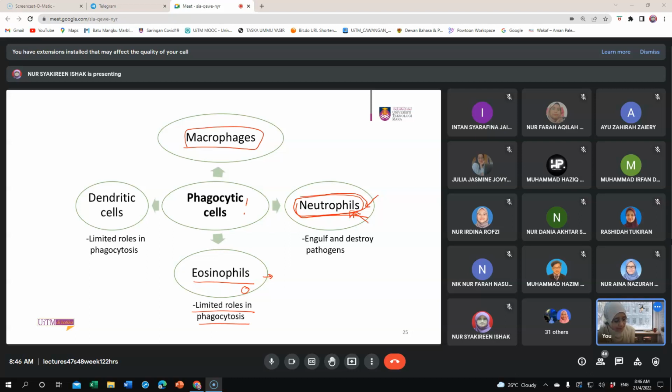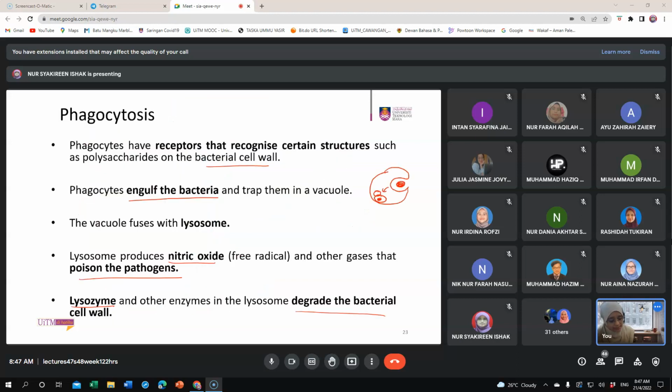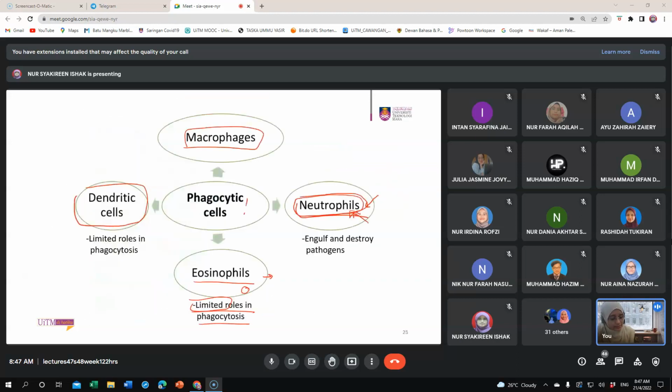Okay, so that's why dia cakap kat sini limited roles. So bukan main function dia, tapi dia juga boleh bukan main function eosinophil untuk engulf, tapi dia boleh juga engulf. Okay, so the next one is dendritic cells. Limited roles in phagocytosis. So if you look at these two cells, dia ada overlap. Okay, macrophage awak tengok kat sini, dia terlibat dalam second line defense.